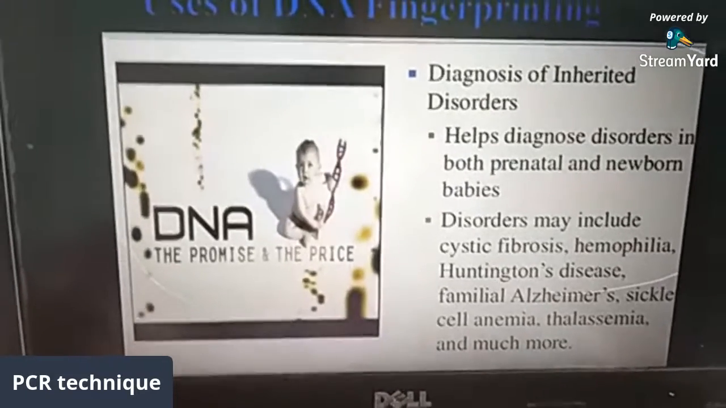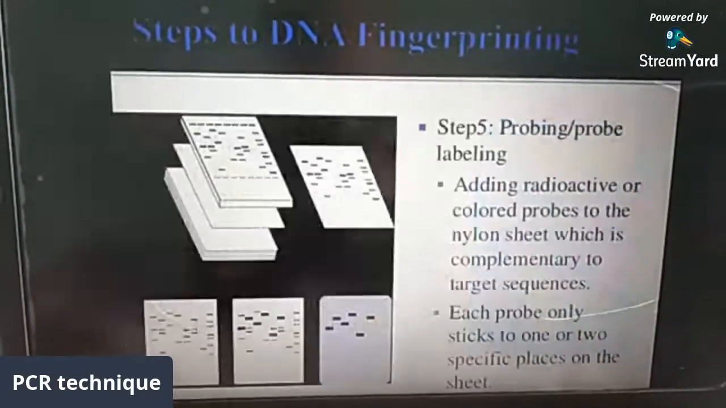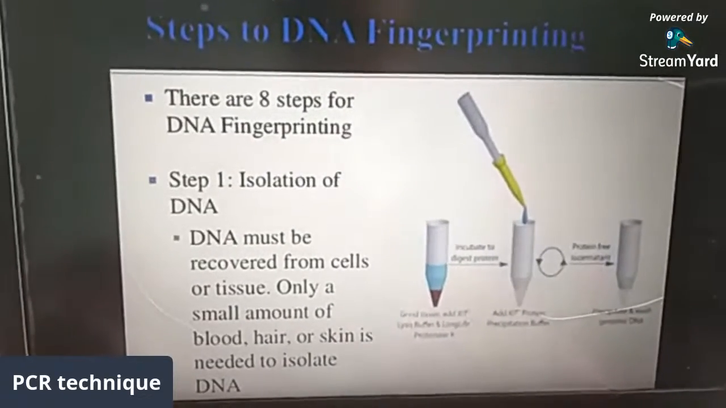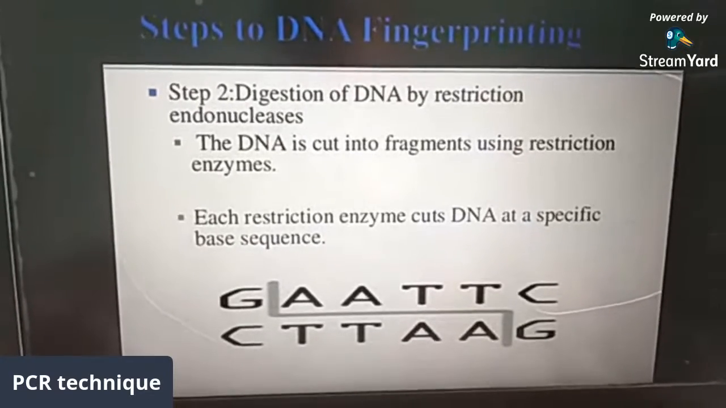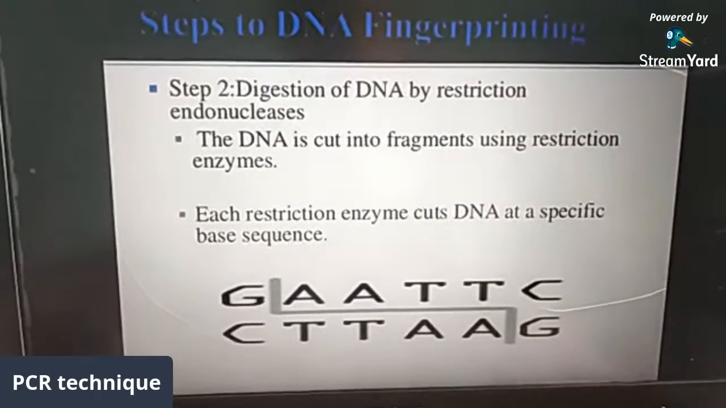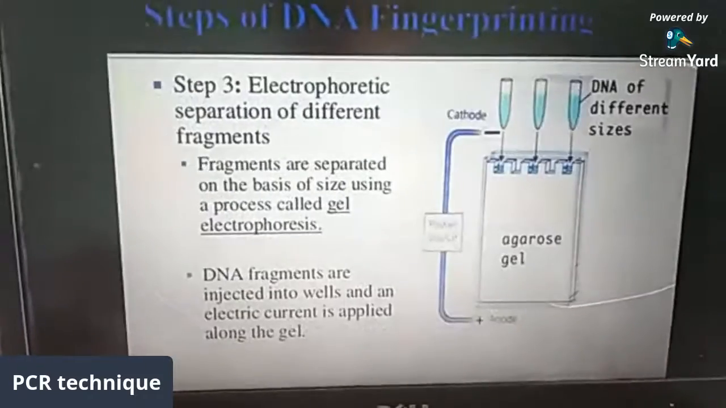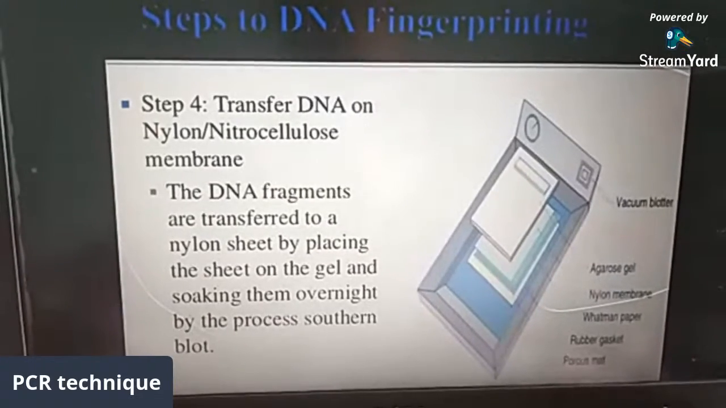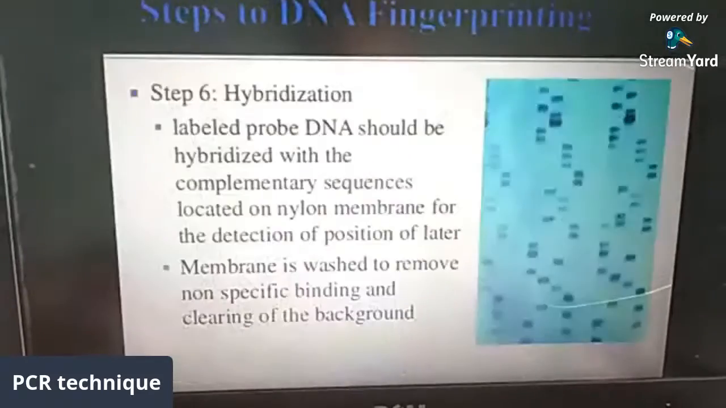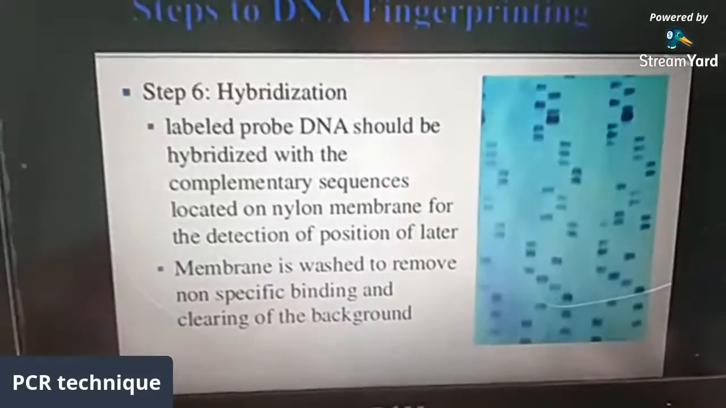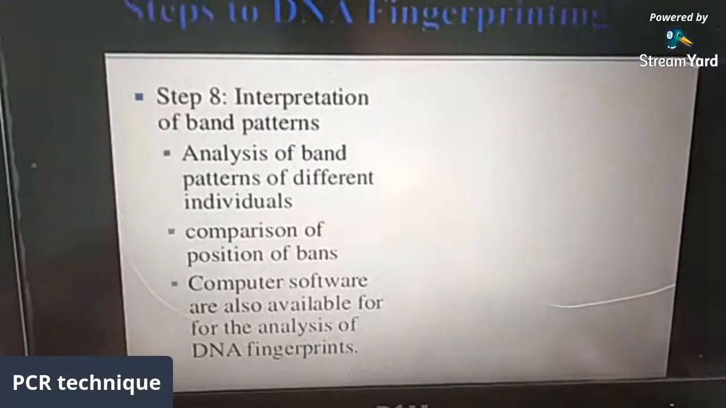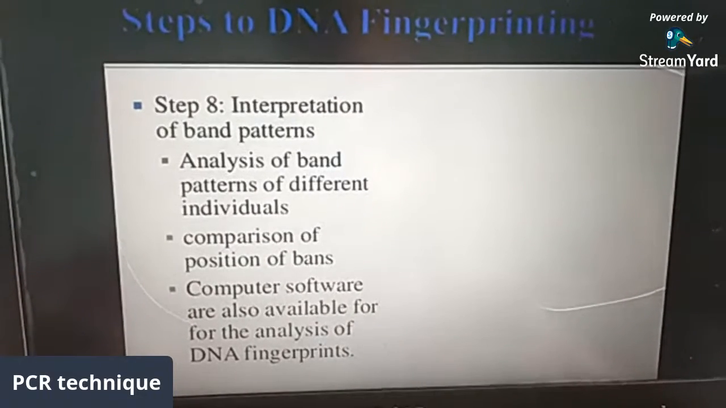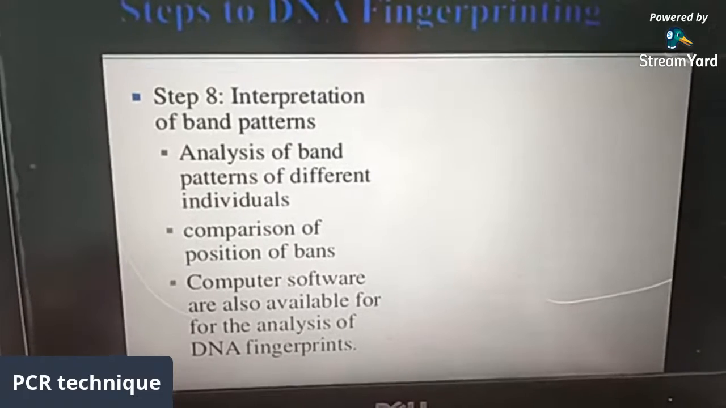Clear? So these are the basic techniques of the DNA fingerprinting method. I am repeating again. First, you should isolate the DNA from the cell. After that, this DNA is digested by the restriction endonuclease. Third, the electrophoretic separation of different fragments. Fourth, transfer of DNA onto the nitrocellulose membrane. Fifth, probing or probe labeling. Sixth, hybridization. Seventh, autoradiography, and then interpretation of the band pattern. Through the interpretation of band patterns, you will get to know that he or she is a criminal.